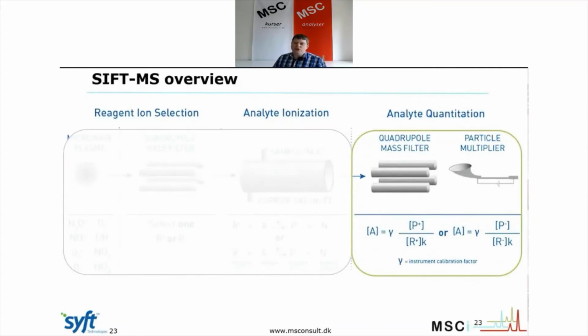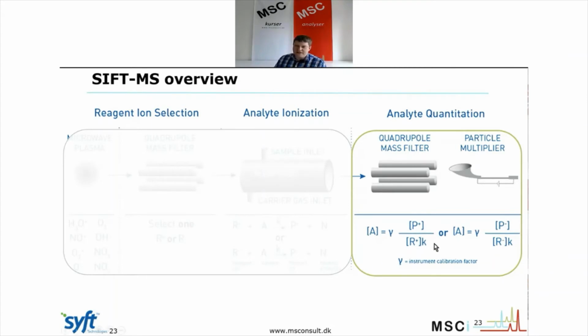Lastly, of course, to be able to detect the neo-analyte ions we make, we need a quadrupole and a particle multiplier, just like any other MS. In addition to this, the Syft-MS can semi-quantitate just based on its internal calibration.